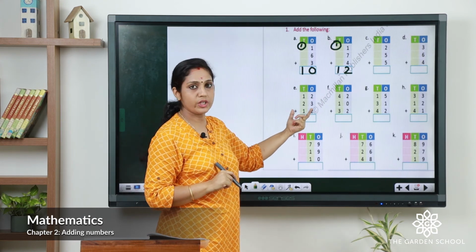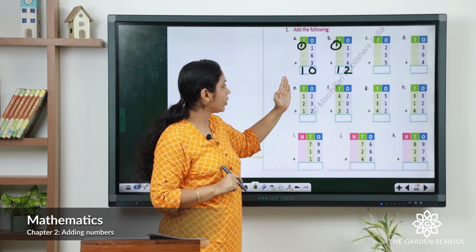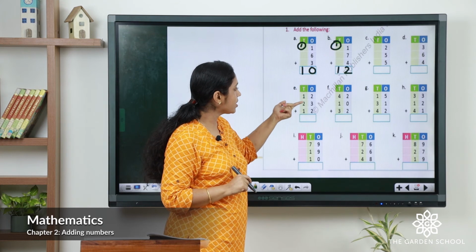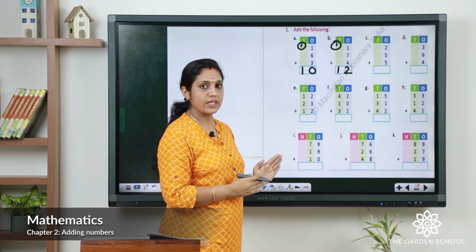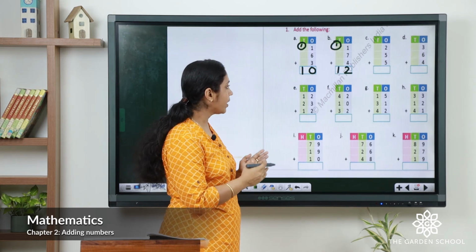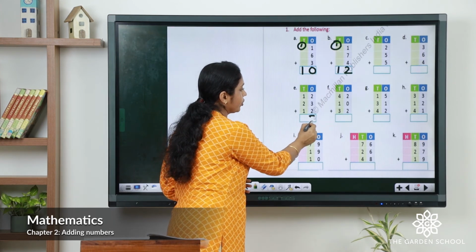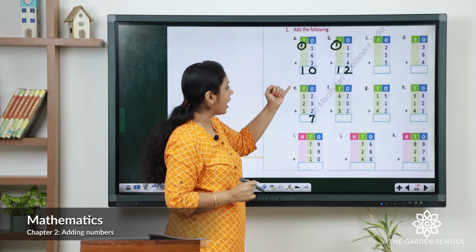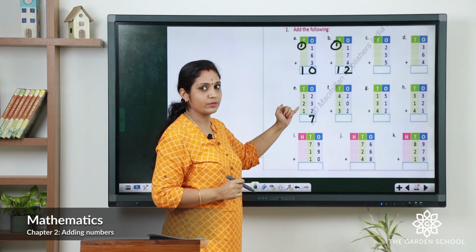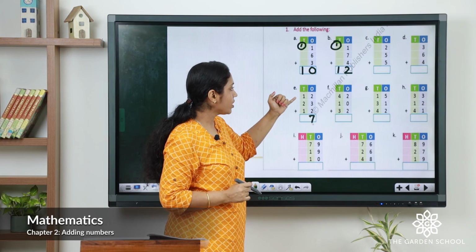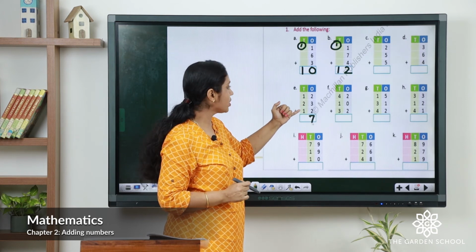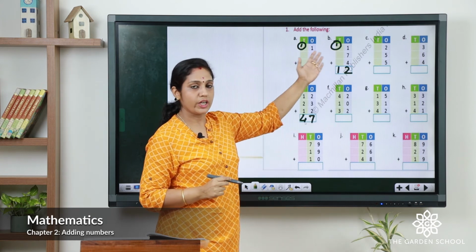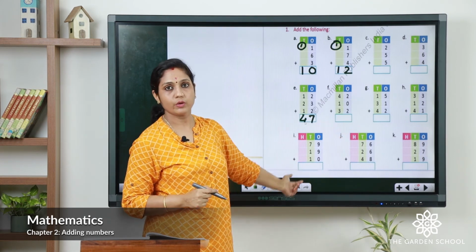Here we have 2 digit numbers. So, let us calculate first the 1 digit numbers in the ones place. So, 2 plus 3 plus 2. 2 plus 3 is 5 and 5 plus 2 is 7. So, write it down under the ones place. Here in the tens place we have 1 plus 2 plus 1. So, 1 plus 2 is 3 and 3 plus 1 is 4. So, that is the answer. Likewise, you can do all the rest of the questions here.